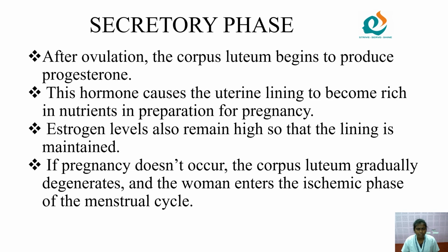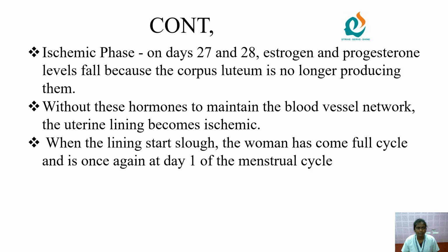After ovulation, the corpus luteum begins to produce progesterone. This hormone causes the uterine lining to become rich in nutrients in preparation for pregnancy, to provide nutrition to the baby for the first few days. Estrogen levels also remain high, so the lining is maintained. If pregnancy does not occur, the corpus luteum gradually degenerates and the woman enters the ischemic phase of the menstrual cycle.